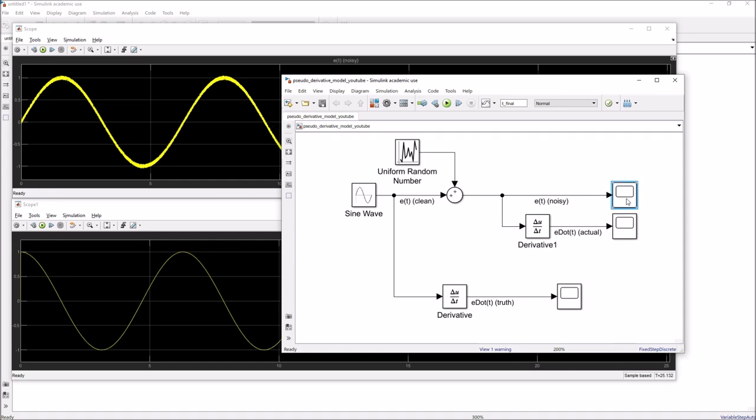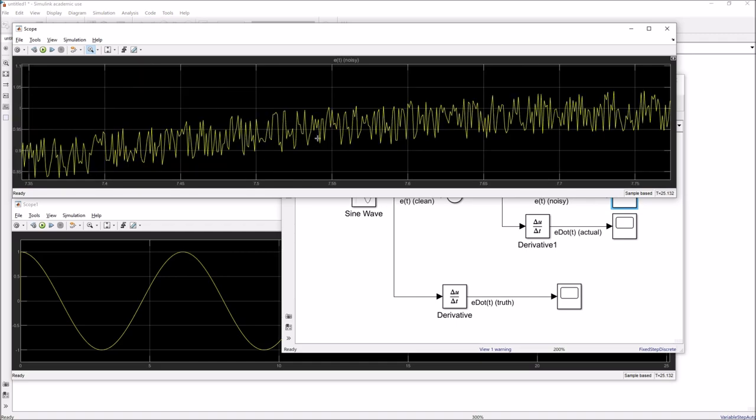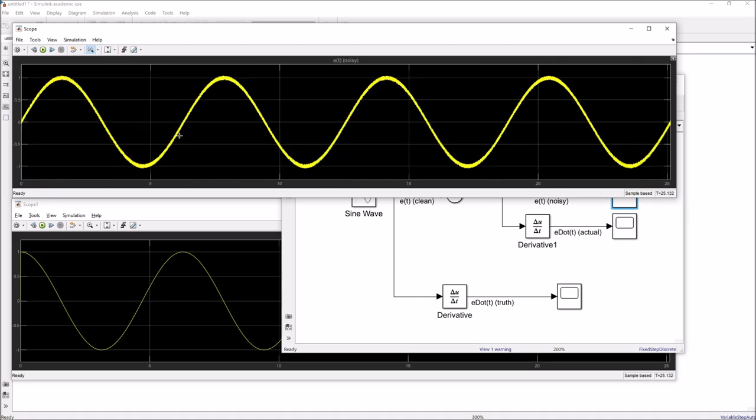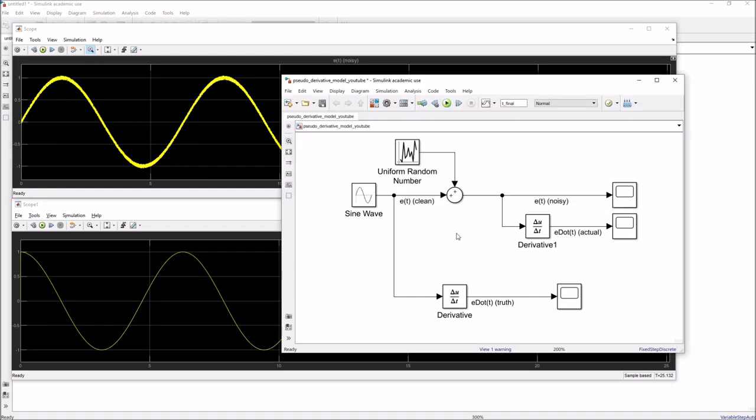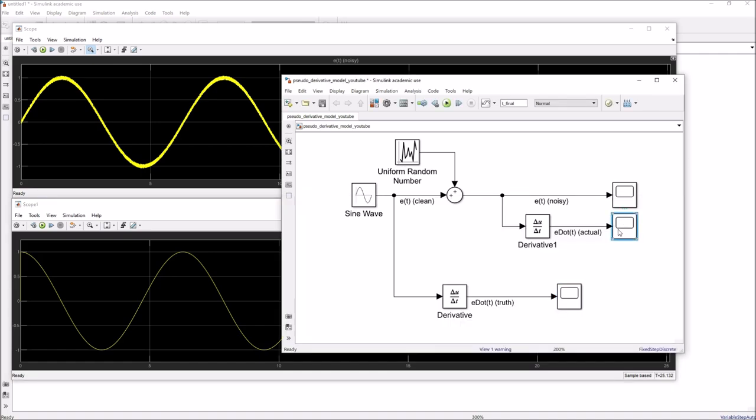You see that this signal is the original sine wave, but there's noise on top of it. If you zoom in, you can see that the uniform random number is adding random noise on top of the signal. You can clearly see the underlying carrier wave, but we've added this noise to it. Down here is the truth signal, what the pure derivative is supposed to look like. But really, this is what we are going to be able to use in our controller for control. So we need to look at what this looks like.